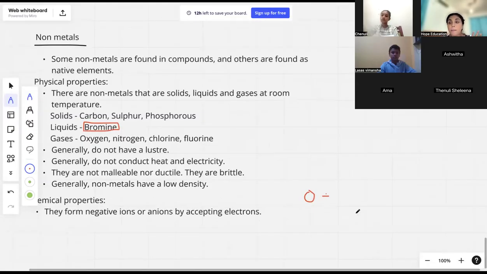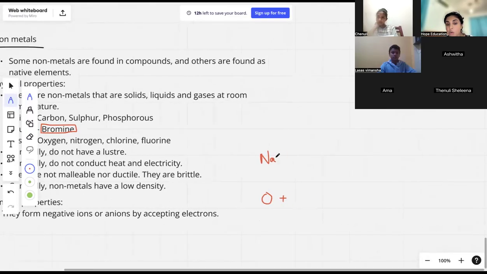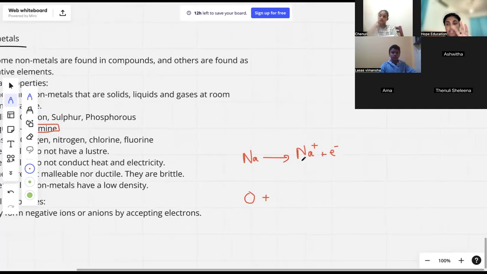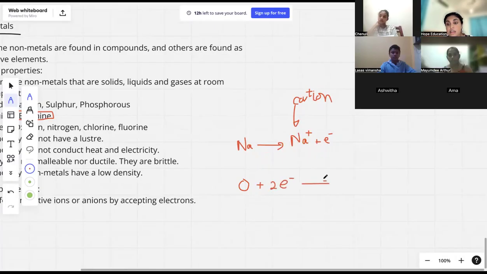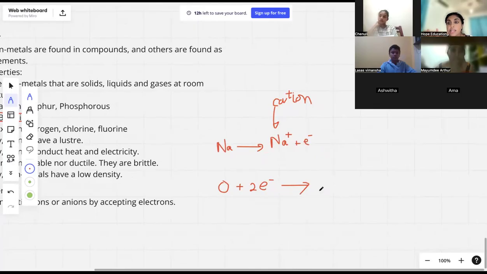So non-metals form negative ions, or anions. What this means is that, take sodium. Sodium is a metal, no? What sodium does is it removes an electron and forms a positive ion. That means it removes an electron and forms a cation. But when it comes to non-metals, they take electrons. They like electrons. So if we take oxygen, it usually takes two electrons. Taking two electrons means it gets two extra minus charges, right?